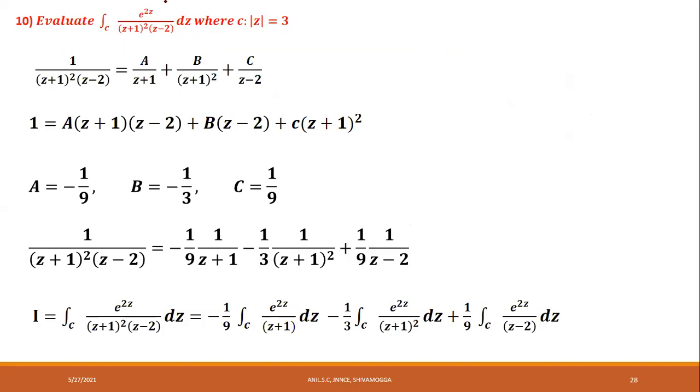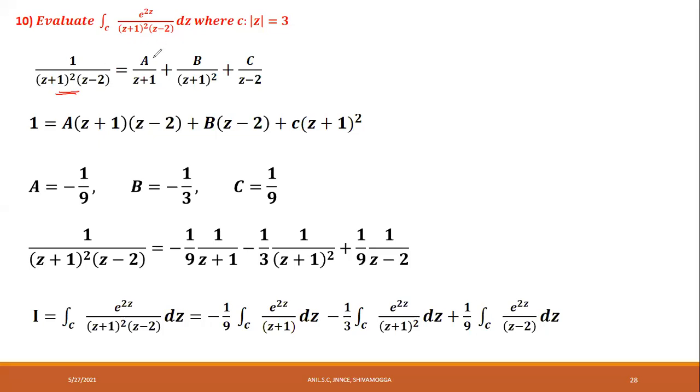Integral over C e power 2z divided by (z plus 1) whole square into (z minus 2). First consider 1 over (z plus 1) whole square into (z minus 2). Clearly, this is a proper fraction. The degree of the denominator is greater than that of the numerator.